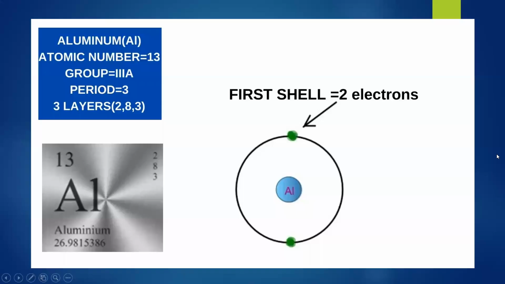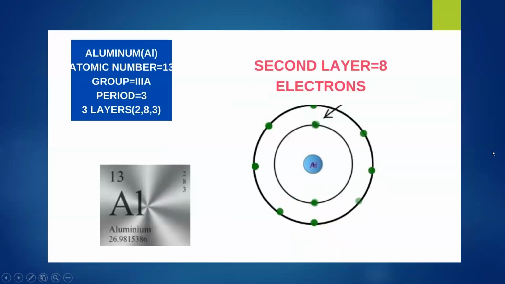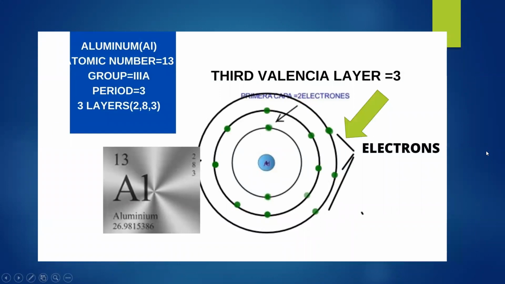Aluminium, period 3, group 3A. Atomic number 13, group 3A, period 3. We have 3 layers. The first shell, 2 electrons. The second layer, 8 electrons. And the third valence layer, 3 electrons.